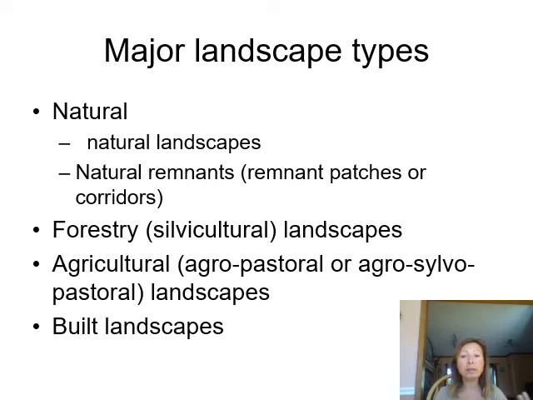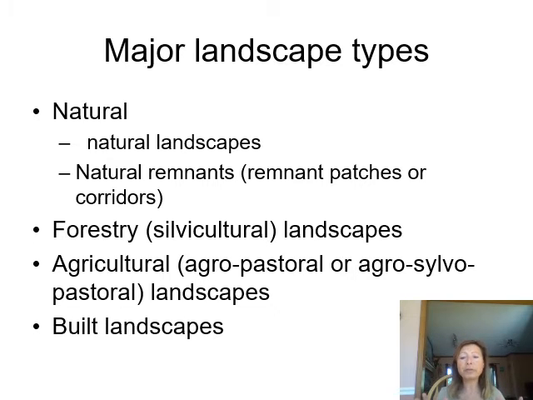So within each of these varieties, we'll find different combinations of patches and corridors. Some of them are more modified by humans, some of them less. Even in built landscapes, even in urban landscapes, you might find some remnant patches, sometimes of less modified patches and corridors. So let's just keep this in mind.